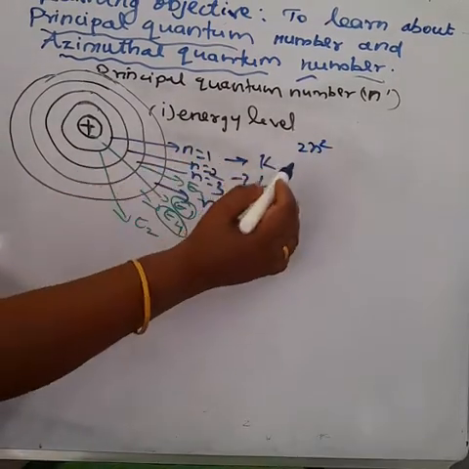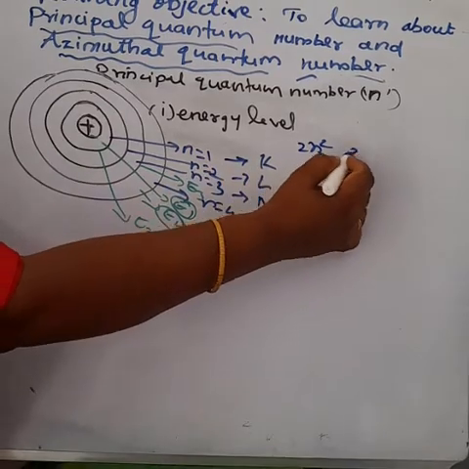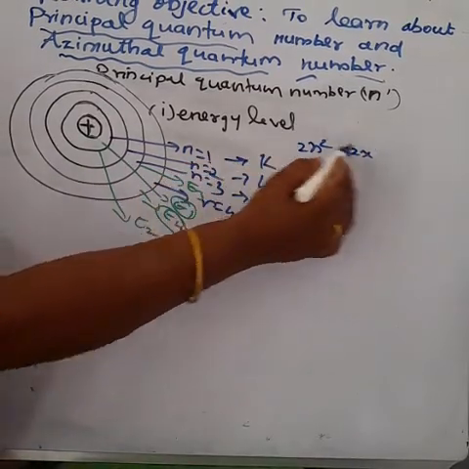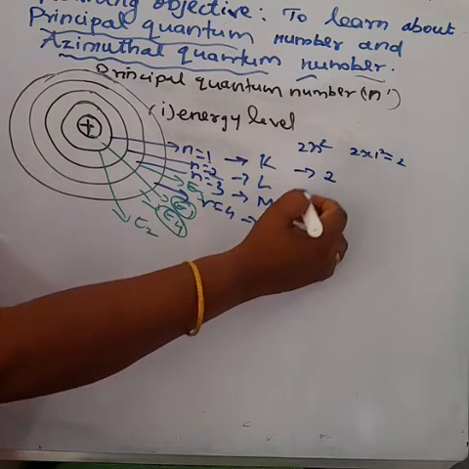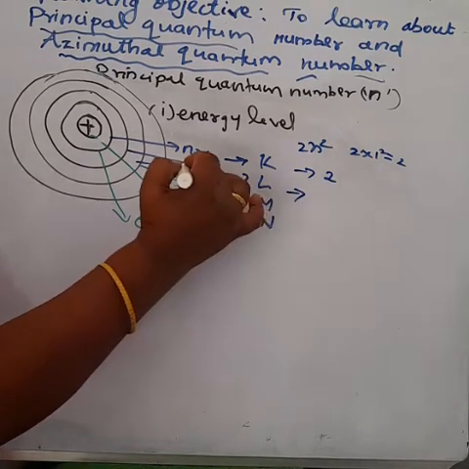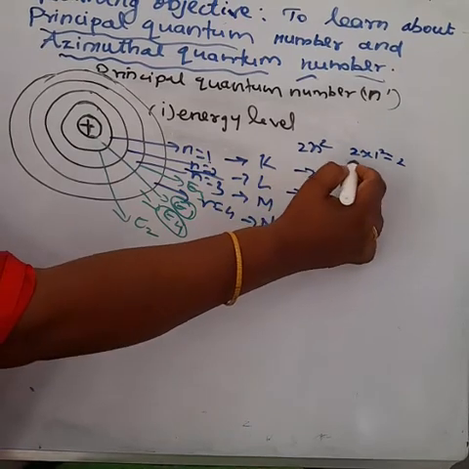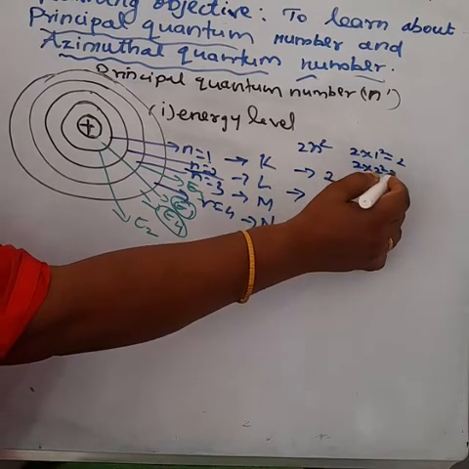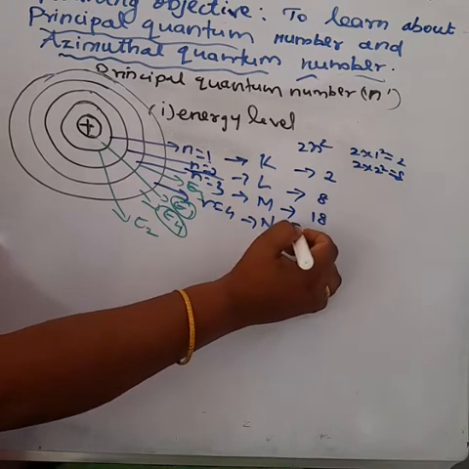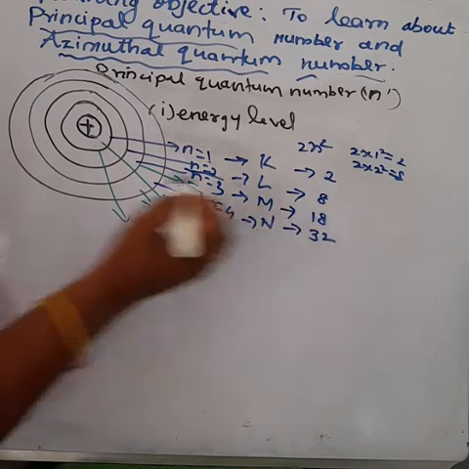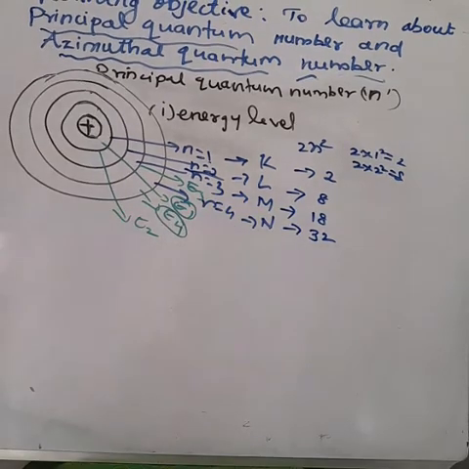2n square means 2 into n square. So 2 into 1 square is equal to 2. The K shell can accommodate a maximum of 2 electrons. For the L shell, n is equal to 2, so the L shell can accommodate 8 electrons. The M shell can accommodate 18 electrons and the N shell can accommodate 32 electrons. These are about the principal quantum number.